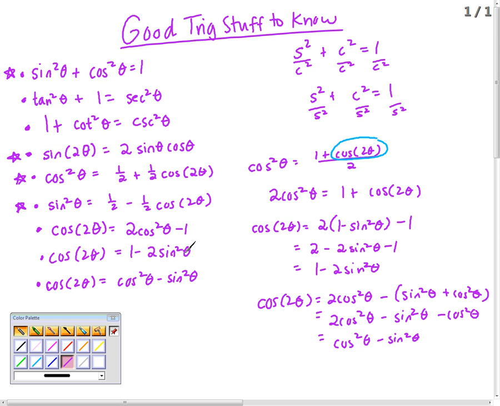Let me make sure there's nothing on there that I didn't cover. So do you get the tangent of 2 theta? I don't even write that one down because I can find it. What I would do is find the sine 2 theta and then find the cosine 2 theta. So those are the major ones.